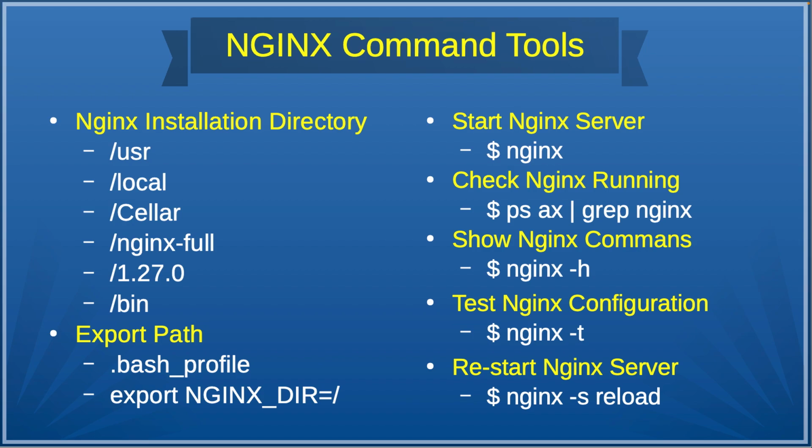Once we install the nginx server, the installation directory here is /usr/local/Cellar/nginx-full, and I have version 1.27. You can edit the bash profile to access this folder directly and export the directory. And then here is the nginx command line tool: start the nginx server, and check that nginx is running on your macOS system, and then see the nginx commands. Then you need to edit the configuration file and test the configuration file, and it shows a test failure. And then you need to restart the nginx server and reload.